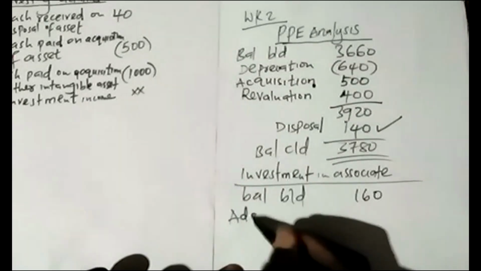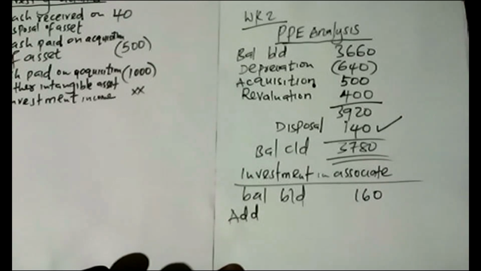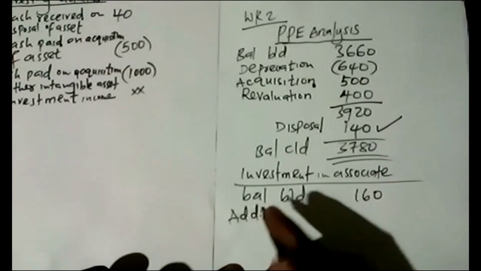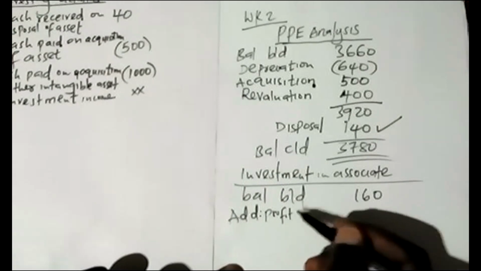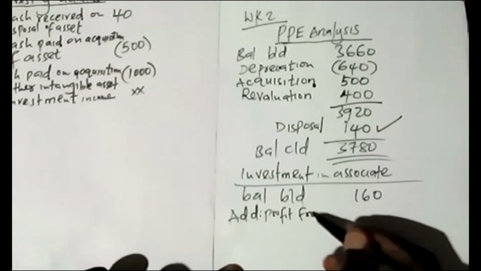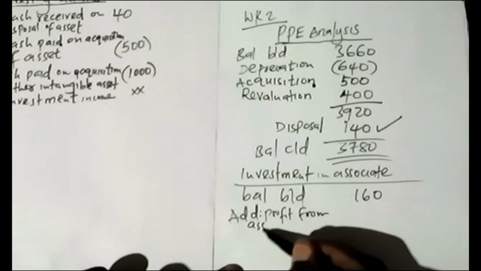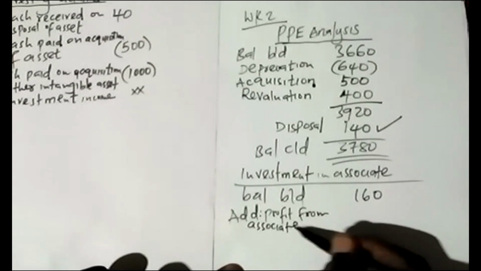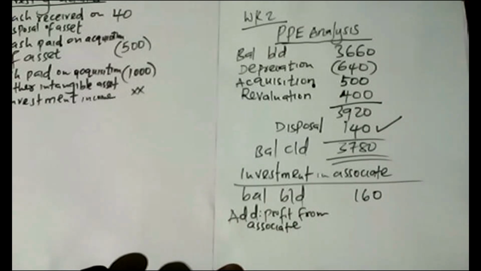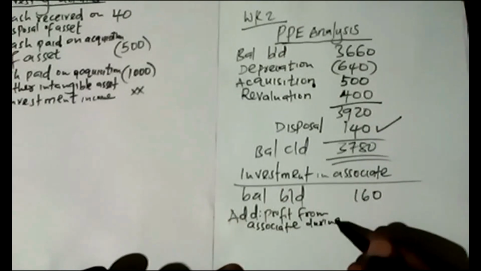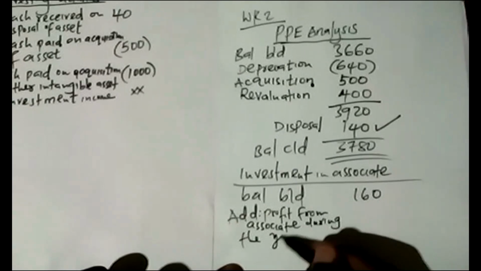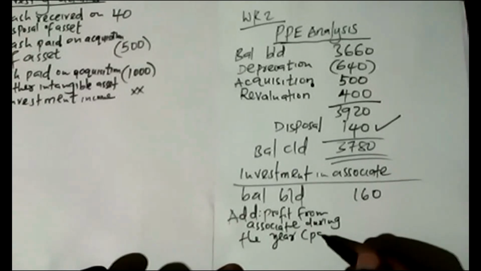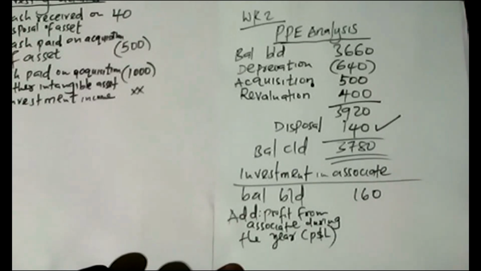Then you add the profit from associate during the year. Remember their investment at the start was 160. Then the profit from associate during the year, this one is from the P&L. So what they received during the year was from your income statement.